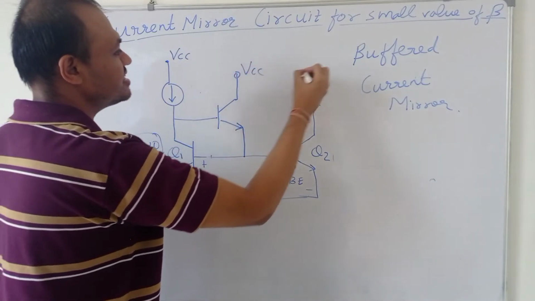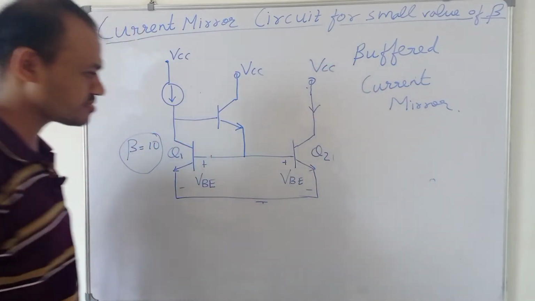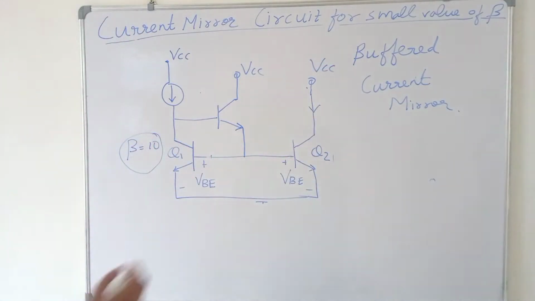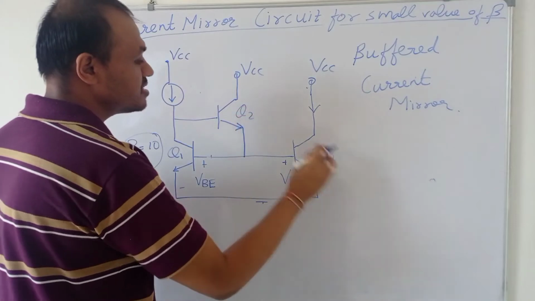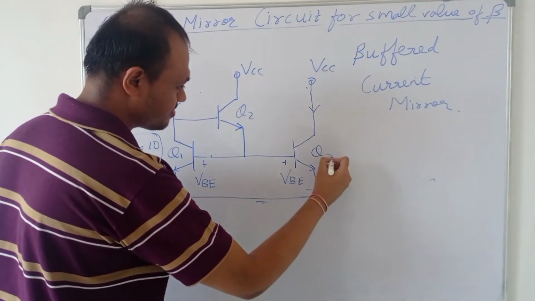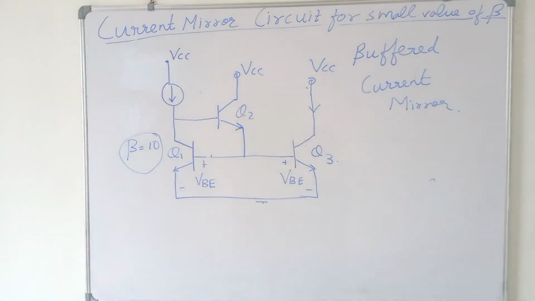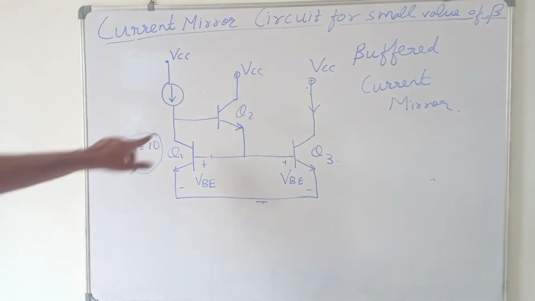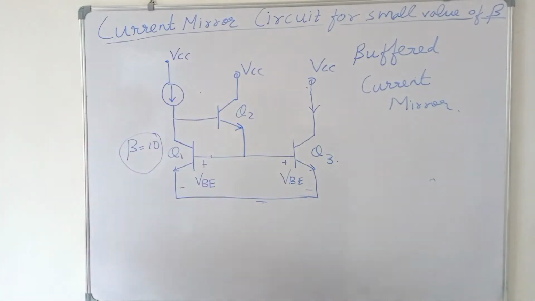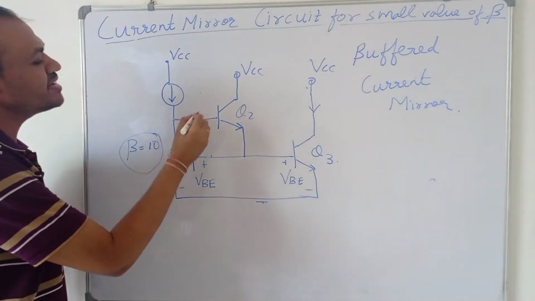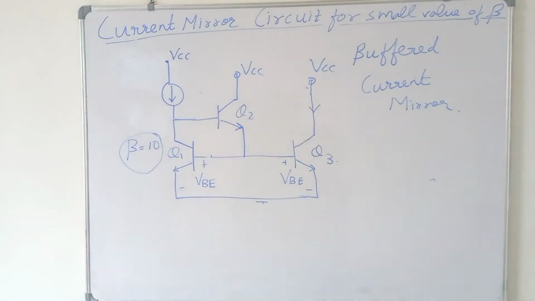This is VCC, this is also VCC. So this is transistor Q2, this is transistor Q3. This is the improved version of the current mirror circuit. It is called the buffered current mirror circuit. What we have done is we have included another transistor between this point and this point. Earlier this Q2 was not present, now we have included it as well.